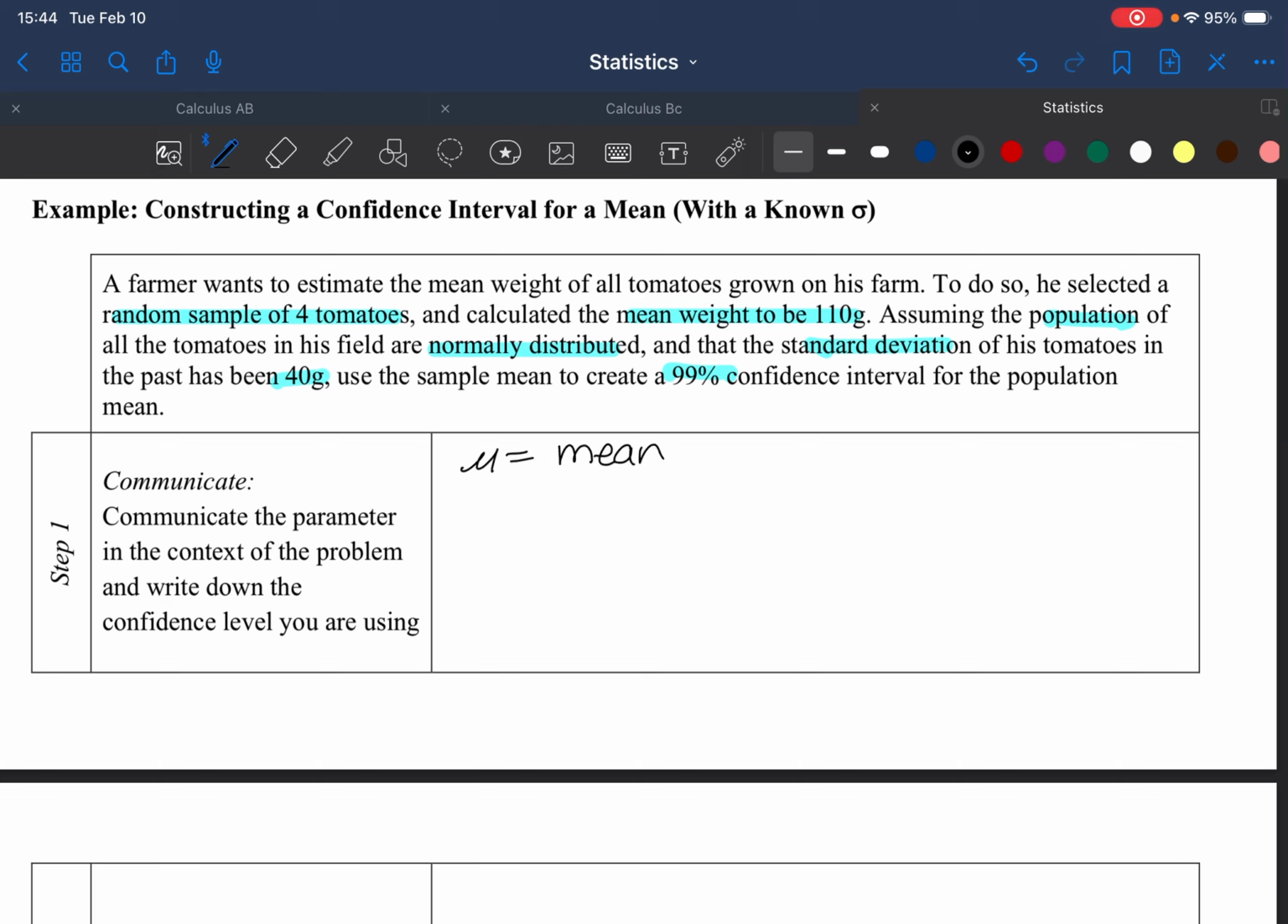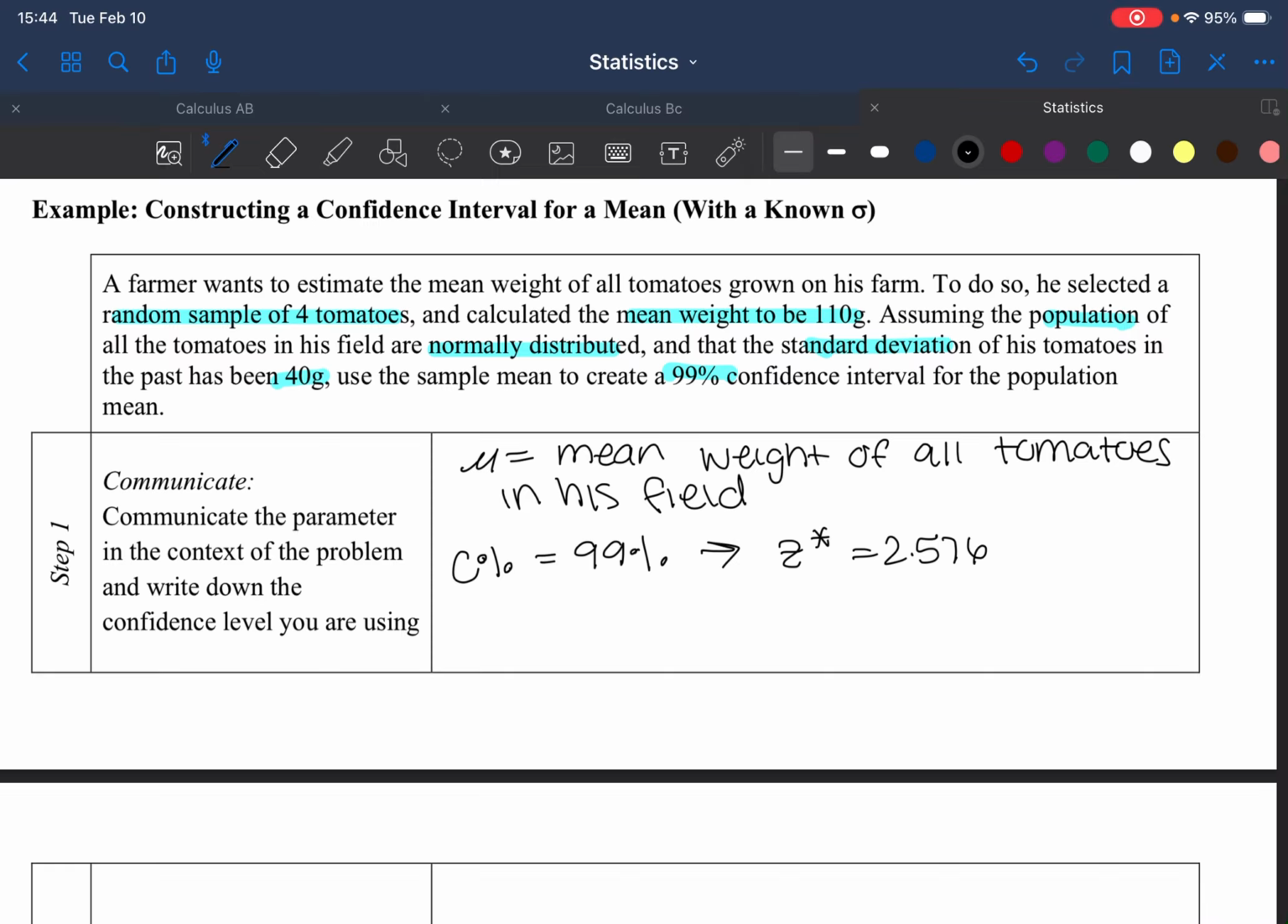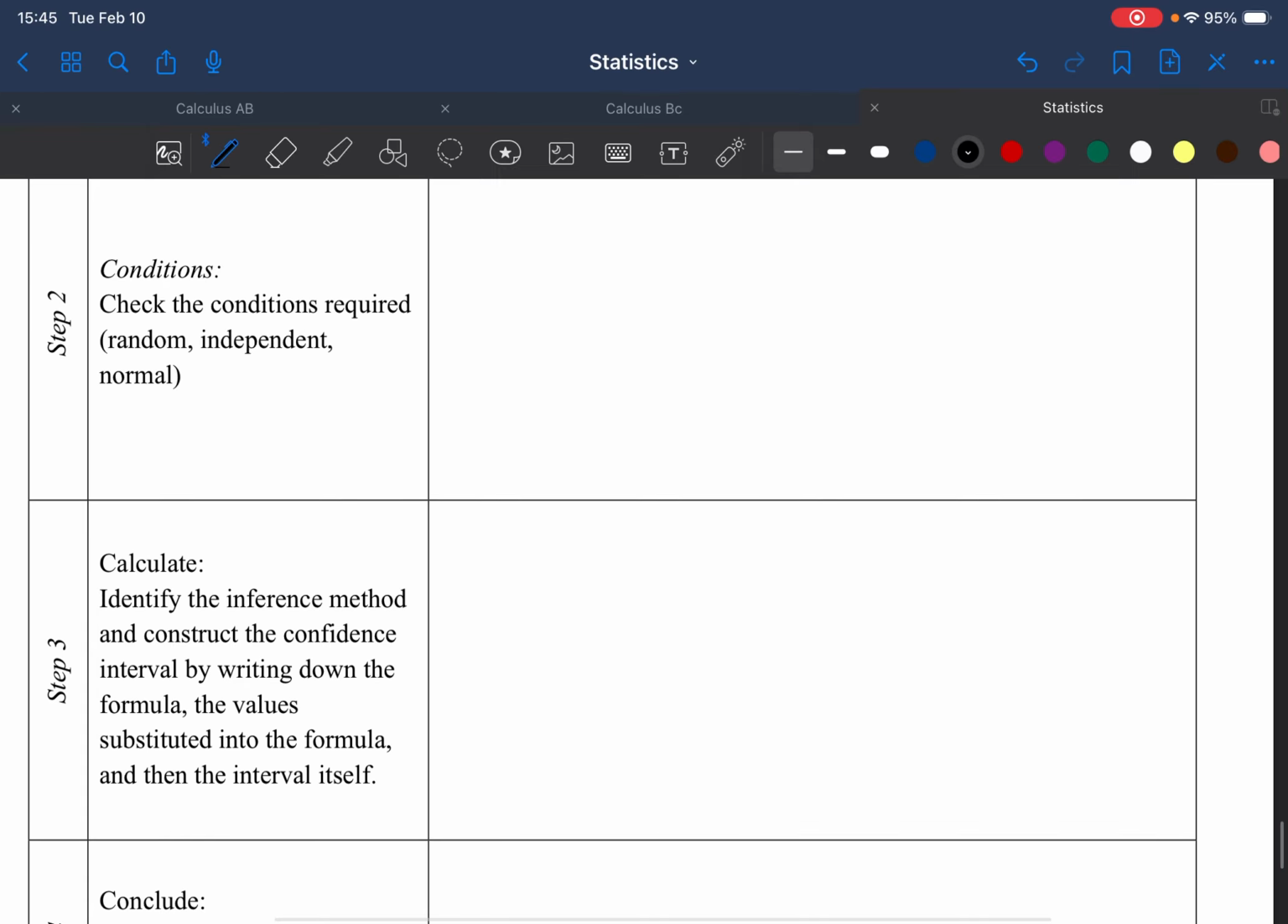Okay, now we have our conclusion. So we say we are 99% confident that the true mean weight of tomatoes will be between 58.48 grams and 161.52 grams. Notice that since I had units attached to this problem, I know in my conclusion I have to attach those units back to my answer.